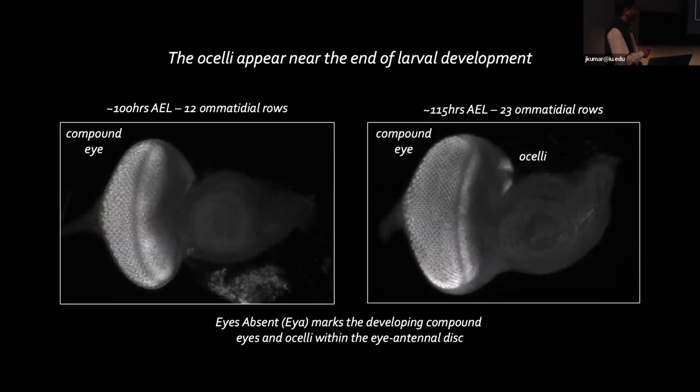And you can see that at around a stage that was similar to what you've seen on the previous slides, Eyes Absent is expressed in cells that are beginning to differentiate, deciding to become unit eyes. You can see Eyes Absent expressed in all of the differentiating photoreceptors behind the furrow. And now a little bit later, you can see the ocelli actually showing up. So these turn on a little later in development.